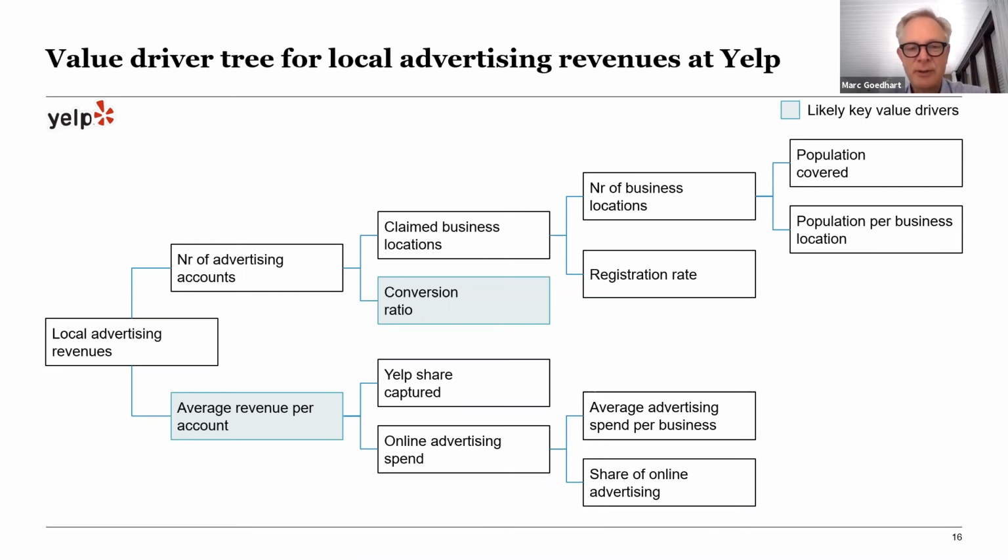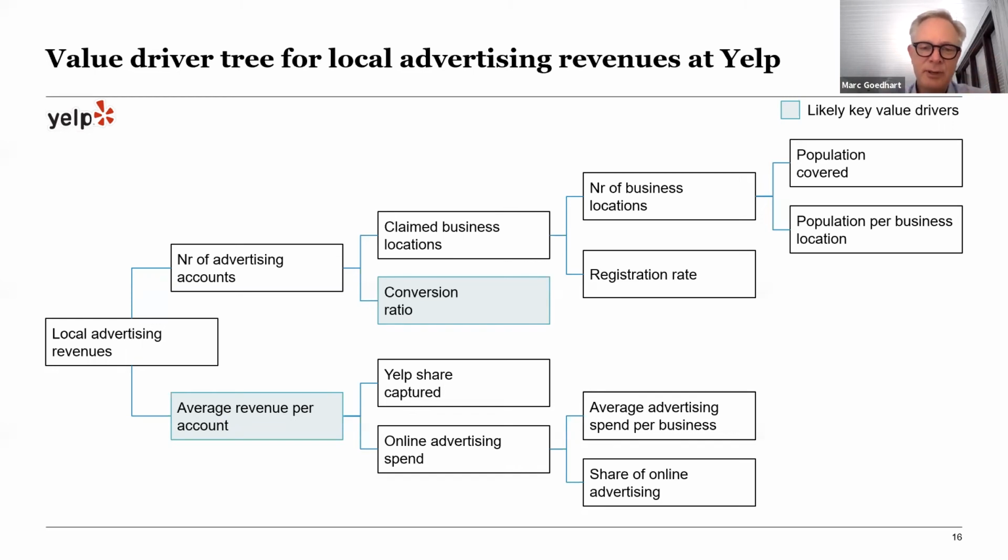And the number of users will depend on how many business locations are on the Yelp website, right? It depends on how many businesses will register, so essentially say that they are the business that is shown there. It depends on the population covered, et cetera, the number of businesses per population member. And of course, the conversion ratio.